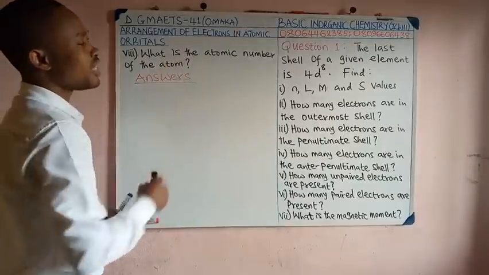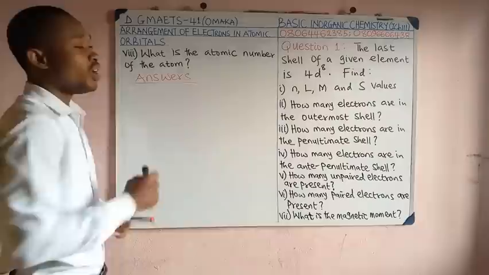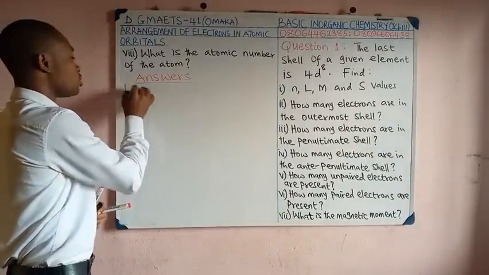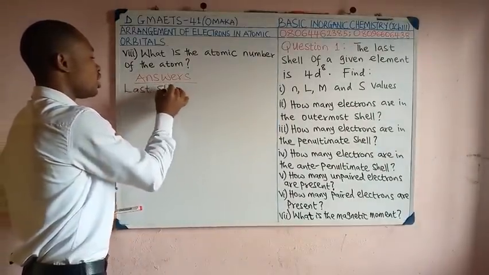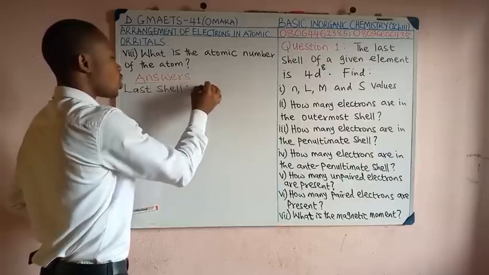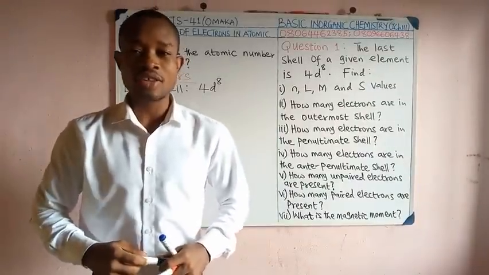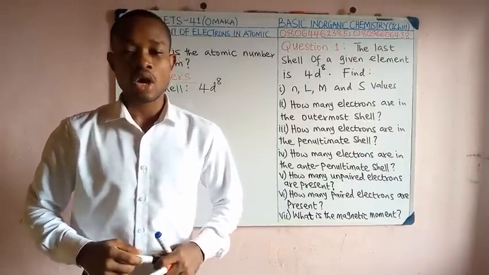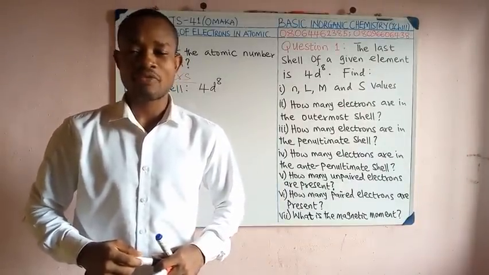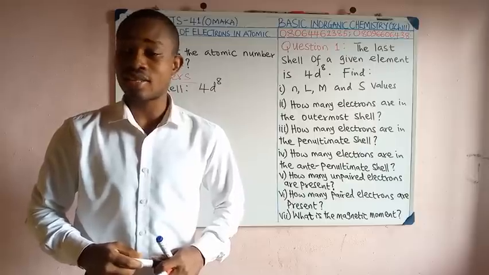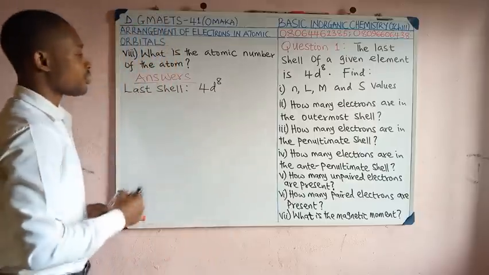First of all, I want to take note that the last shell of the given element is 4d8. So I would write last shell. Last shell is given as 4d8. This simply tells us that the last electron enters the 4d orbital. Is that okay? The 4d orbital. That's where you have the last electron. Okay, now, on the basis of that, let's move on.